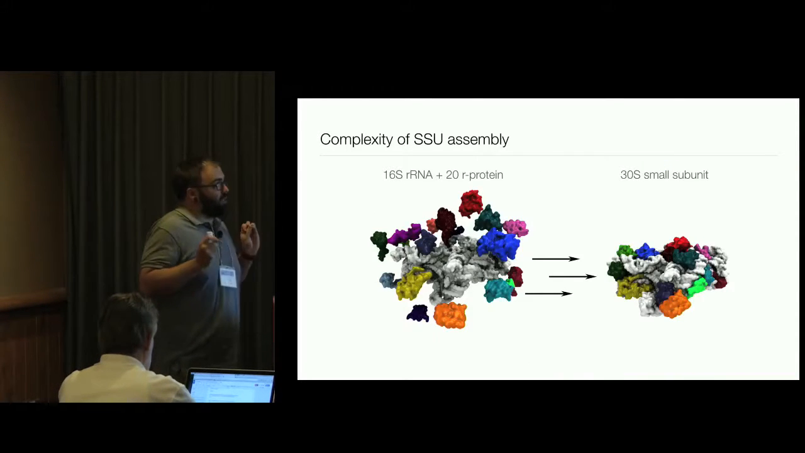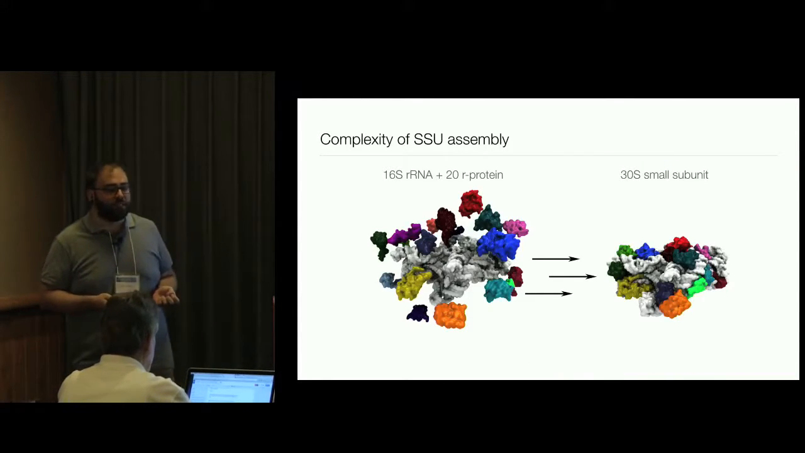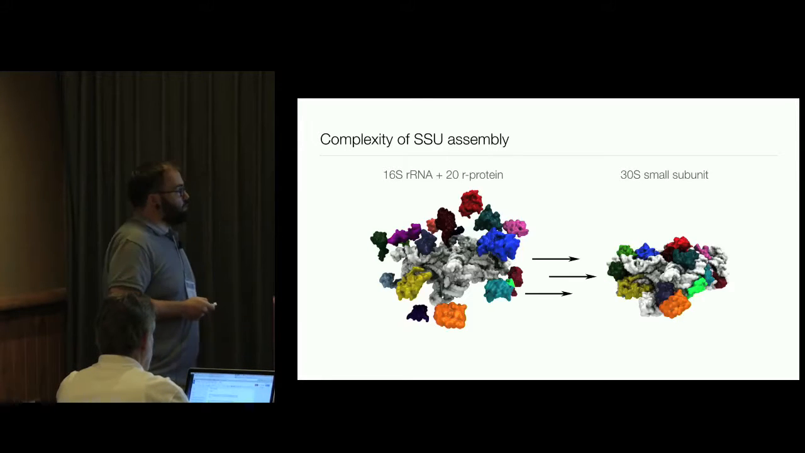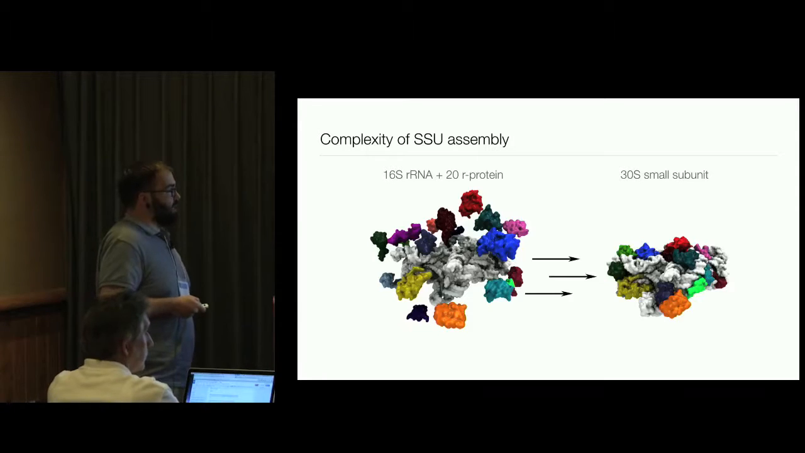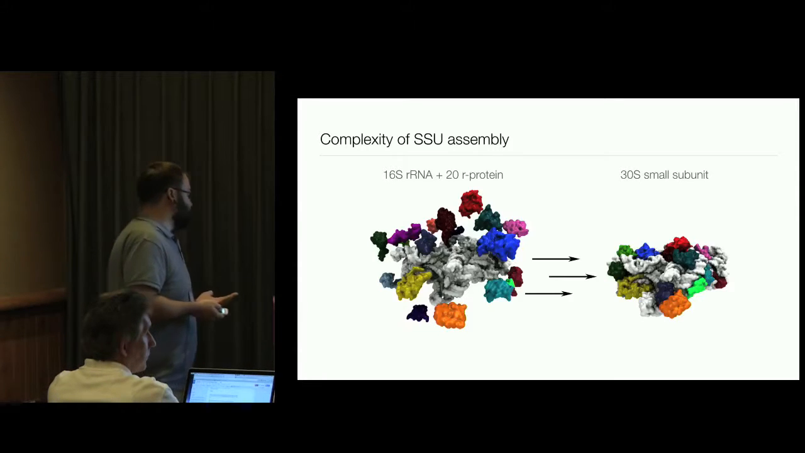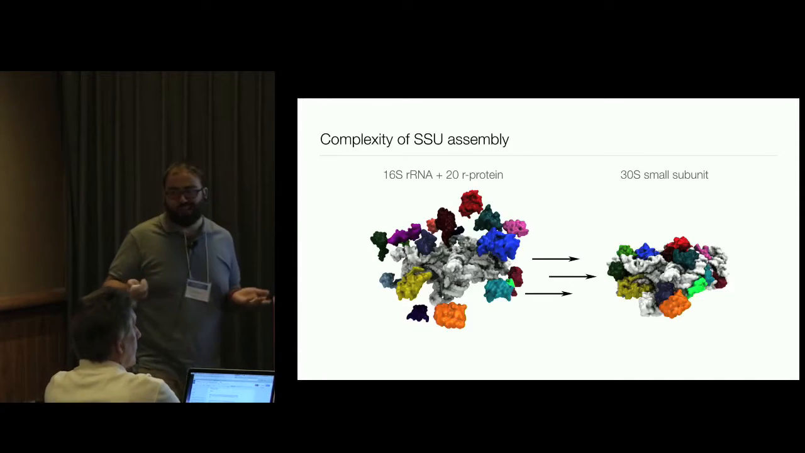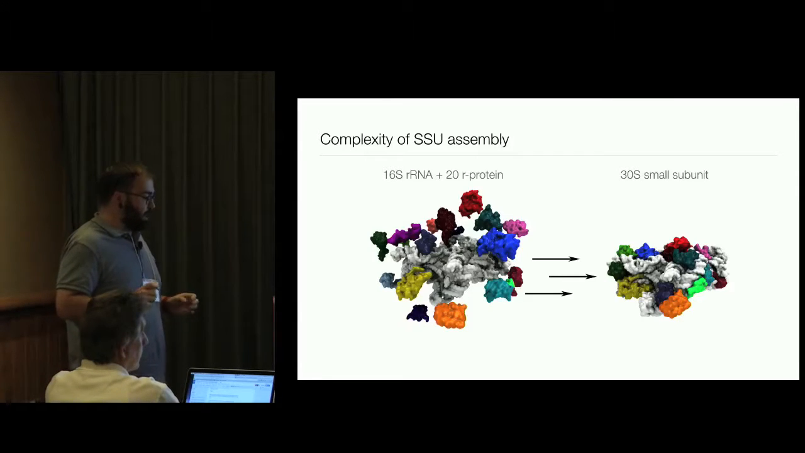So the assembly of the small subunit is kind of complicated. Like I said, there's one strand of RNA and 20 proteins. Each of these proteins can bind to this RNA here, and then there's a handful of cofactors that enable the assembly in vivo.